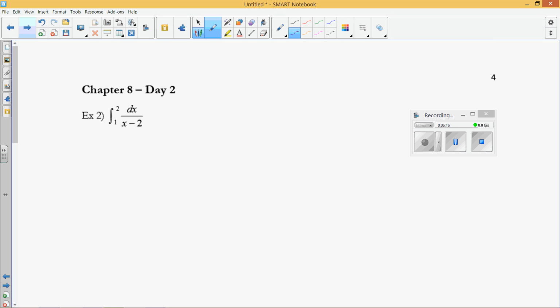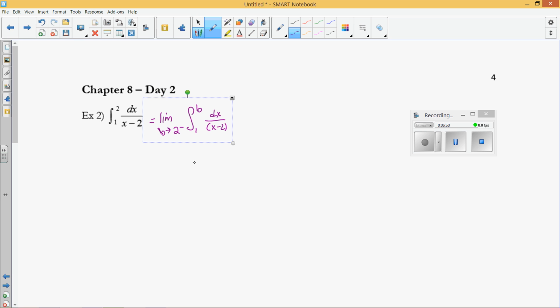All right, next example here. We have the integral from 1 to 2 of dx over x minus 2. So I'm going to look at this and say, all right, at 2, this does not exist, which means this isn't really allowed to be here. So in order to get rid of it, we're going to rewrite this as the limit as, we'll call it b approaches 2 from the left, of the integral from 1 to b of dx over x minus 2.